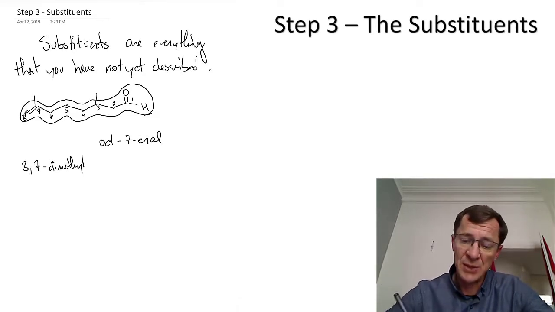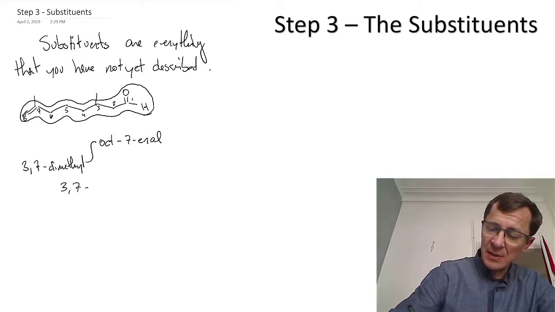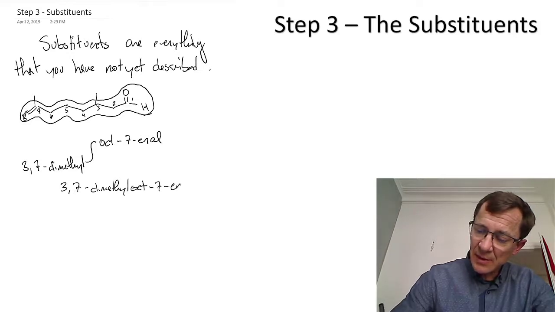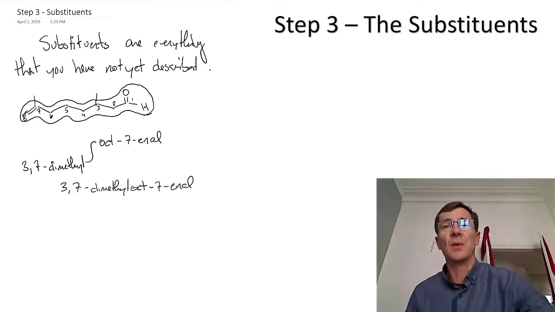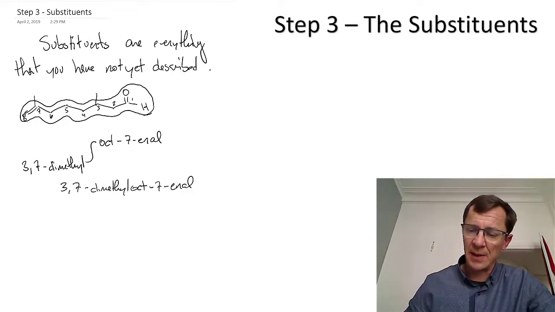And our whole name is just stitching these two guys together to make 3,7-dimethyloct-7-enal, or in short, citronellal, but that's a common name and not acceptable to IUPAC.